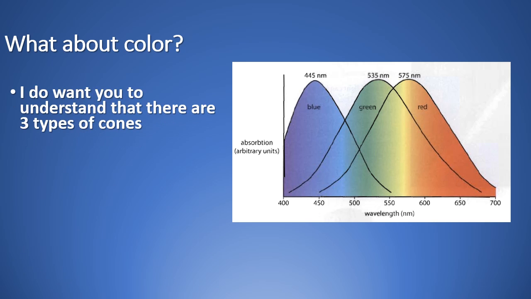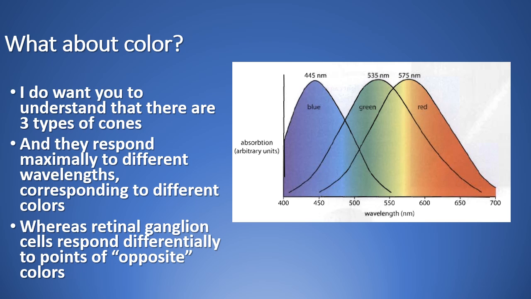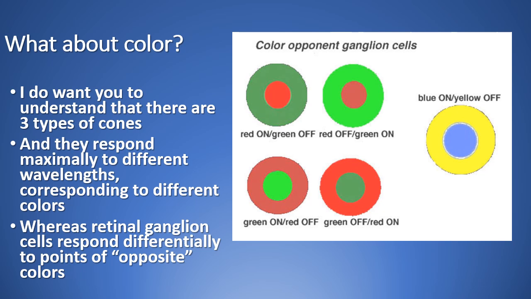There's one thing I do want you to know, though, and that is that there are 3 types of cones, and they respond maximally to different wavelengths, which correspond to different colors. Although the retinal ganglion cells respond differently to points of opposite colors, so points of red and green, or points of blue and yellow. Now, I literally mean they respond oppositely.